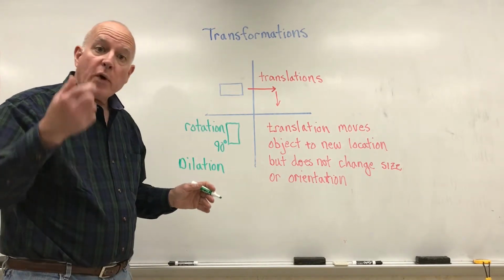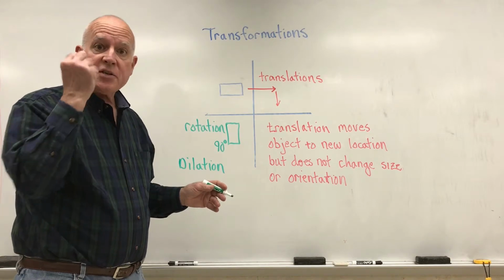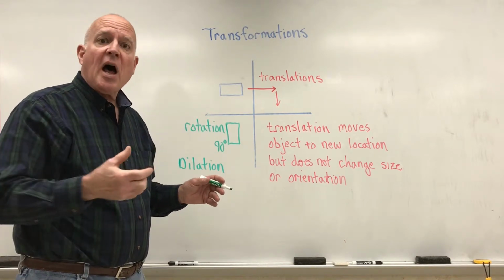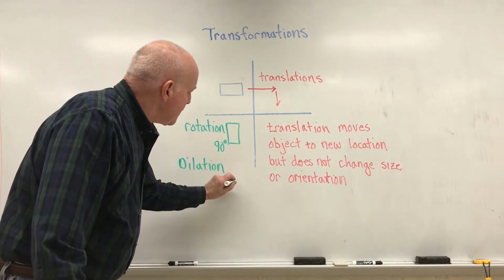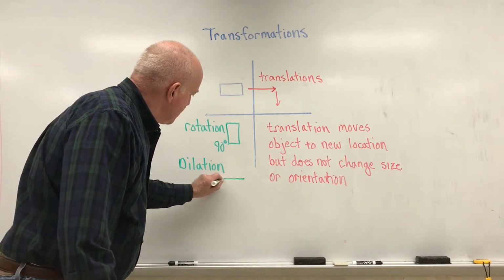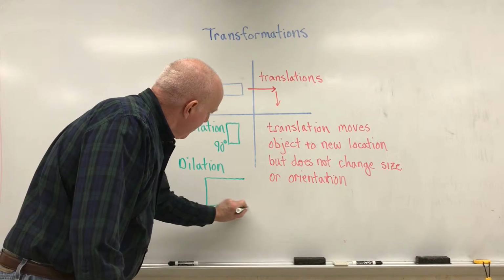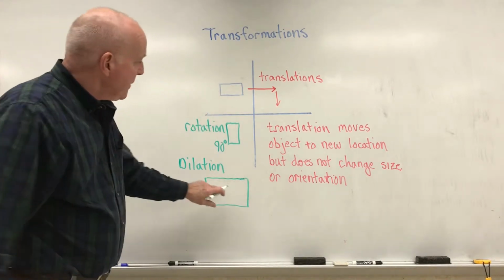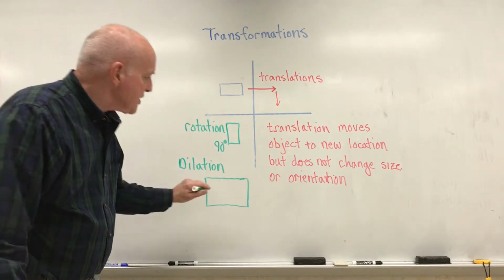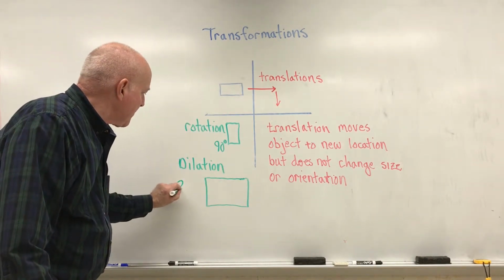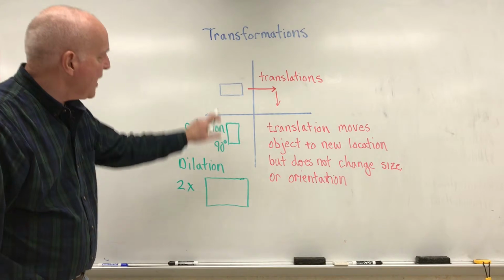Dilation. Just like when the eye doctor dilates your eyes to change the size of your pupils, a dilation in the transformation world is I've changed the size of an object. So the dilation will be defined by a scale factor. In this case, it looks like I had a dilation of about 2 times to the size of the rectangle from here to here.